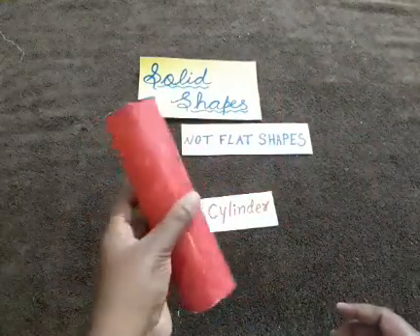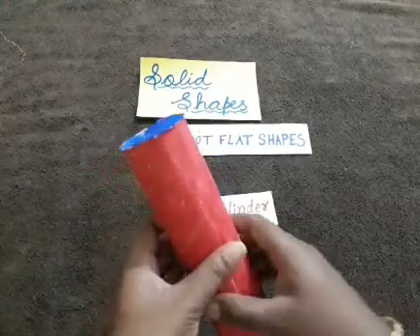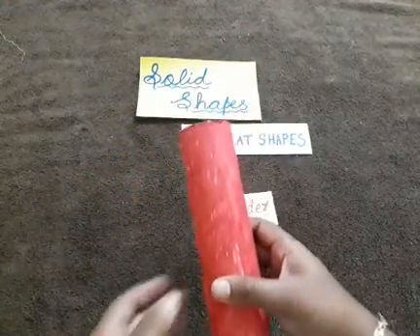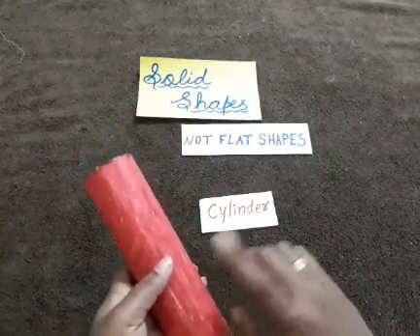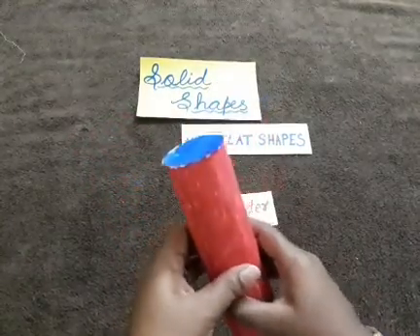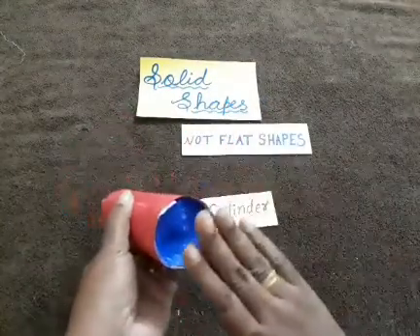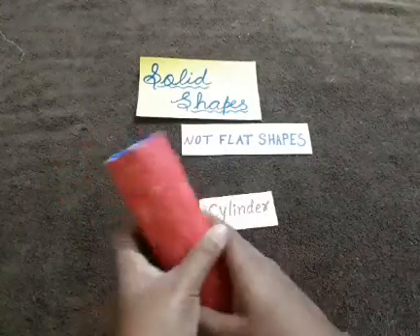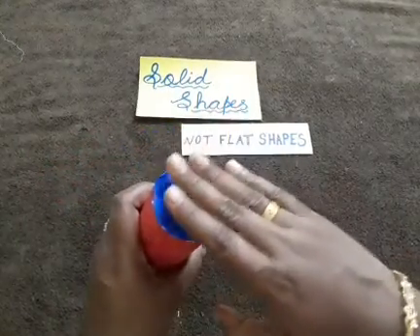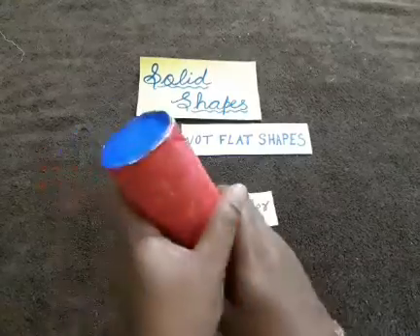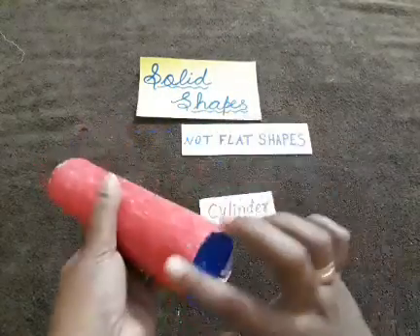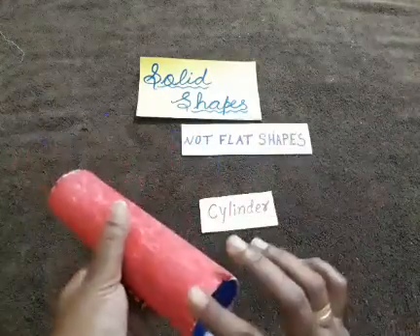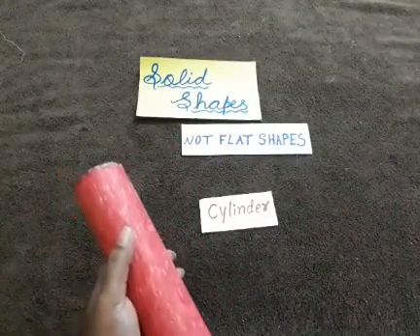But a cylinder does not have any vertices. Look at this. Is there any vertex? No. So we can say that a cylinder has no vertices. So my dear kids, once again I will tell you, a cylinder has 2 plane surfaces and 1 curved surface, it has 2 edges, and it has no vertices.